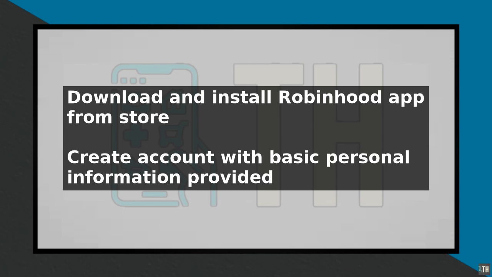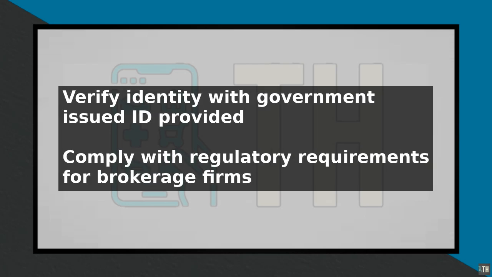Once your account is set up and verified, you can fund your cash account by linking a bank account or using a debit card. To do this, navigate to the Transfer Funds section of the app and follow the instructions to link your bank account. You can then initiate a transfer from your bank account to your Robinhood cash account.